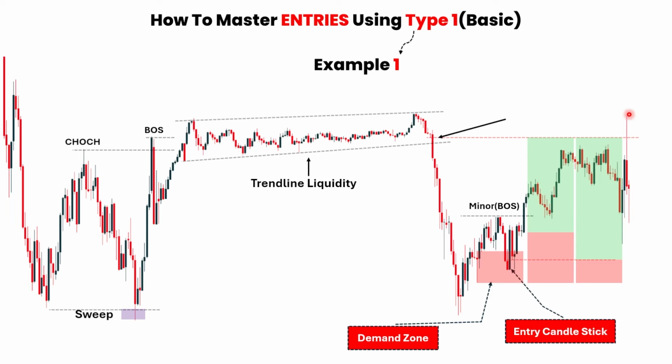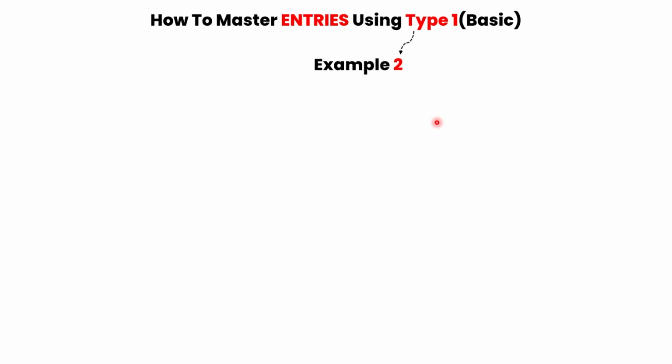So that's how the market will behave, and you can see the reaction on the fair value gap that was created here, which was our target. So let's move on to example 2 of type 1 basic.